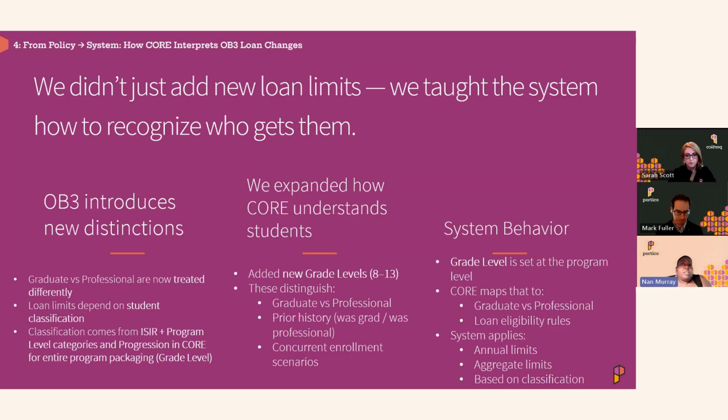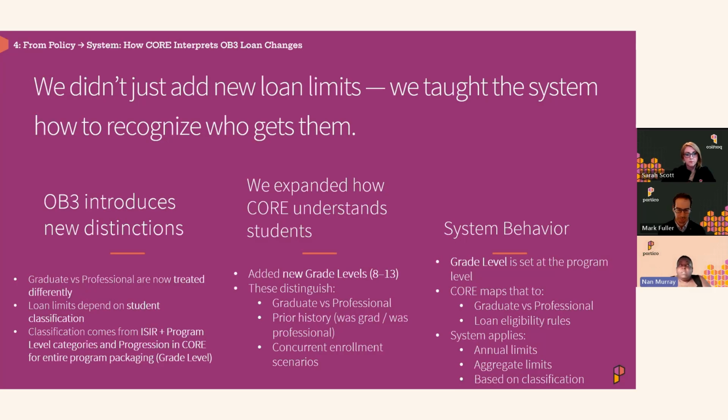We expanded how CORE understands the students. We added the new grade levels which were presented to us from the Department of Ed or FSA. This distinguishes the graduate versus the professional. Prior history was grad, and now it is professional, including concurrent enrollment scenarios. The system behavior now dictates the grade level set for each program. So we've broken them out into master's, doctorate, and professional. Before, we had a combined model. CORE now maps graduate versus professional and the loan limit rules. We have updated the annual loan limits and the aggregate limits based on these diverse classifications.